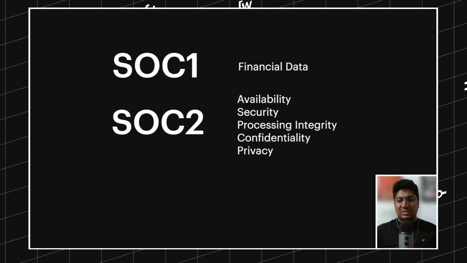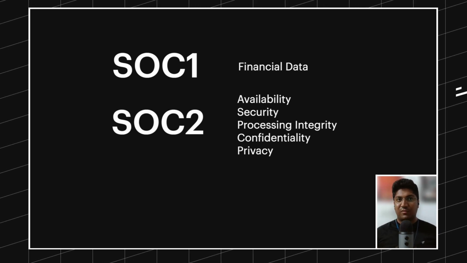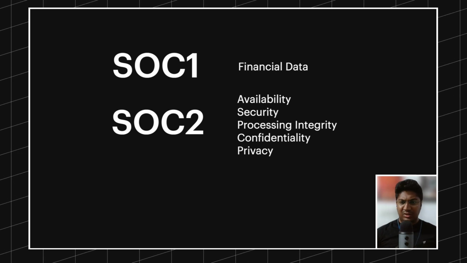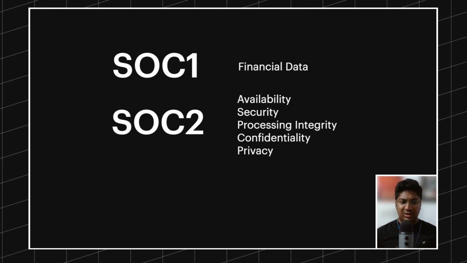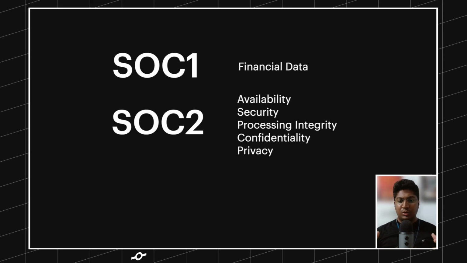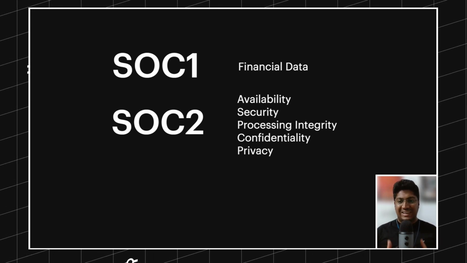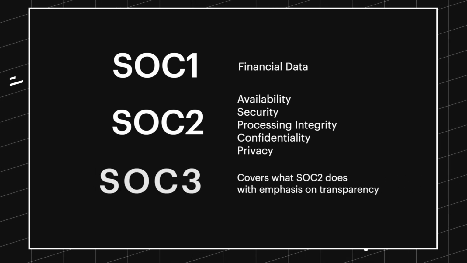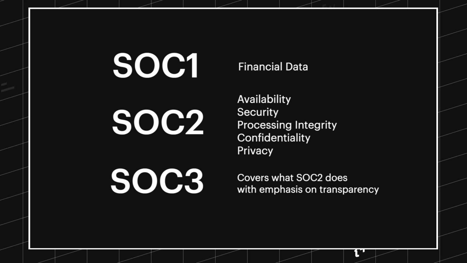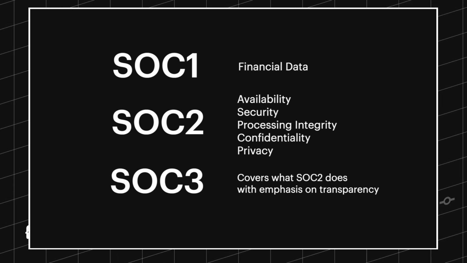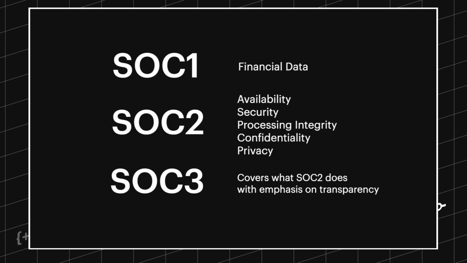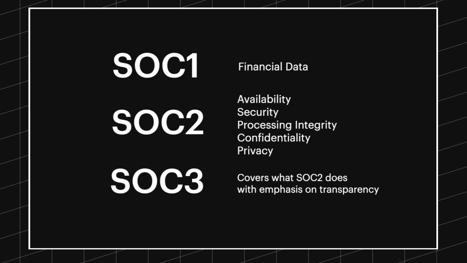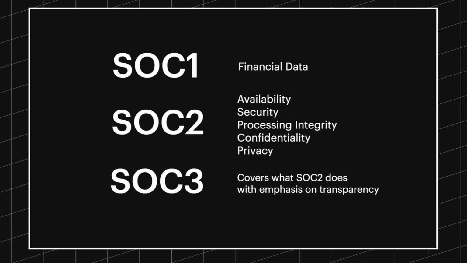SOC 2 encompasses a more extensive scope. It focuses on 5 trust criteria. That is availability, security, processing integrity, confidentiality, and privacy. SOC 2 is important for SaaS companies like Webflow or Zano. SOC 3 covers what SOC 2 does, but makes that data transparent. Not all of it, but a good chunk of it. It focuses on transparency. SOC 3 compliance is used for marketing purposes.